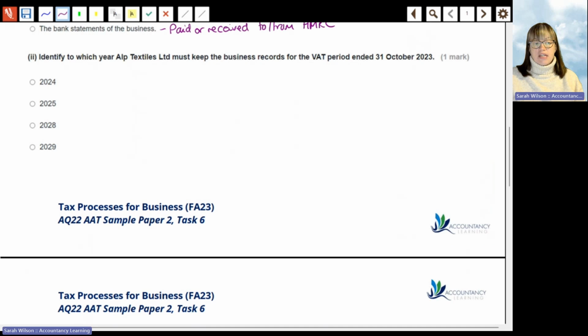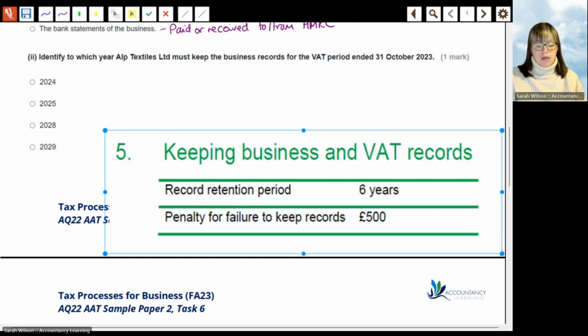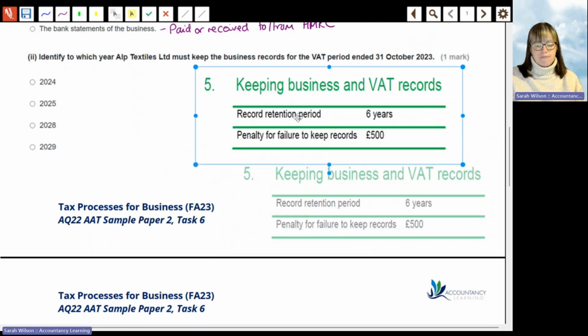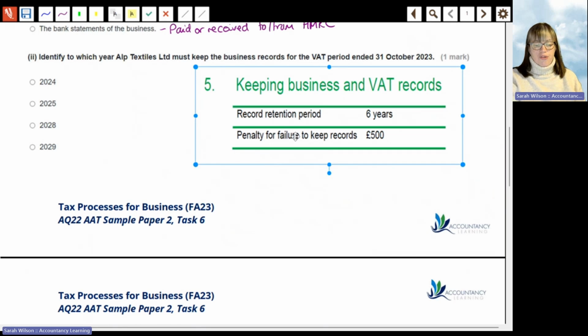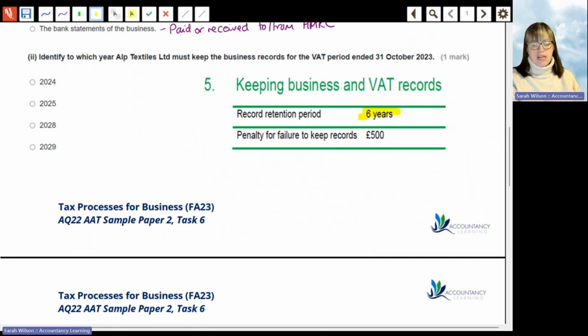The next part is to identify for which year ALP Textiles Limited must keep the business records for the VAT period ending 31st of October 2023. Reference material 5 can help us with this. The retention period is 6 years. We are in 2023, so 6 years onwards will be 2029.